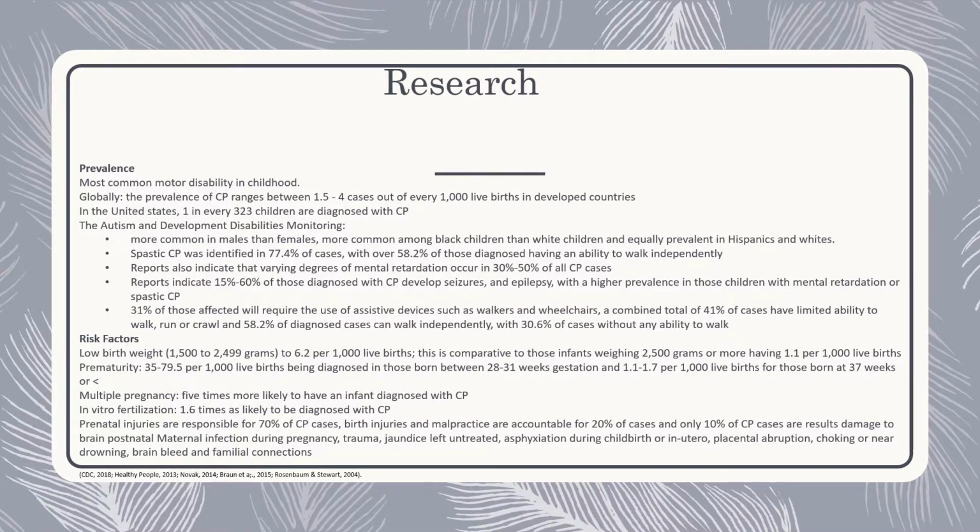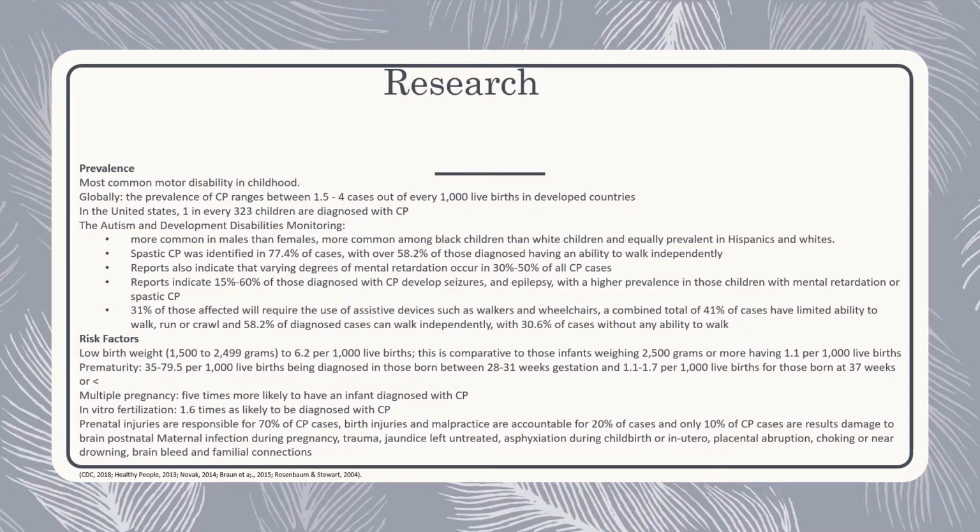So, cerebral palsy is the most common motor disability in childhood. There have been several studies conducted globally that indicate the prevalence of CP ranges between 1 to 4 cases out of every 1,000 live births in developed countries. It is higher in undeveloped countries. In the United States, 1 in every 323 children is diagnosed with CP.